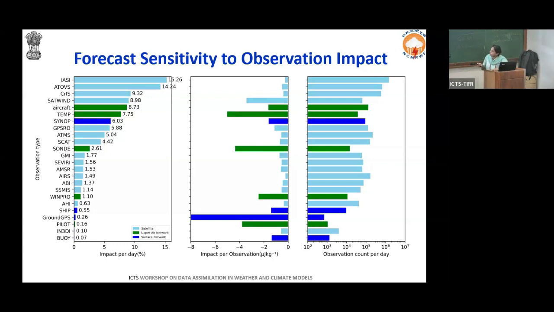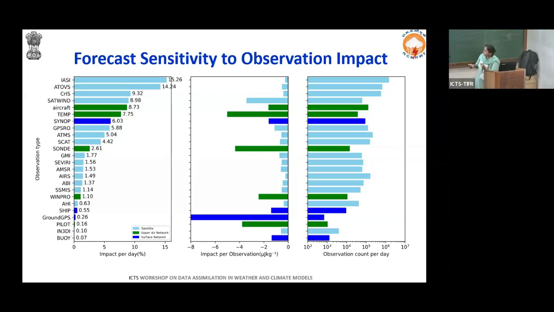Also CRIS: ERC and CRIS are hyperspectral, having thousands of channels, and ETOS has 3 instruments. Right now we are not assimilating the HIRS infrared instrument, only the microwave. Then satellite winds, aircraft, TEM, SYNOP come next. If you see the ground GPS, the impact is very small. Fiona already showed the coverage of the ground GPS total zenith delay. The total impact is small, but the impact per observation is more in the assimilation system.